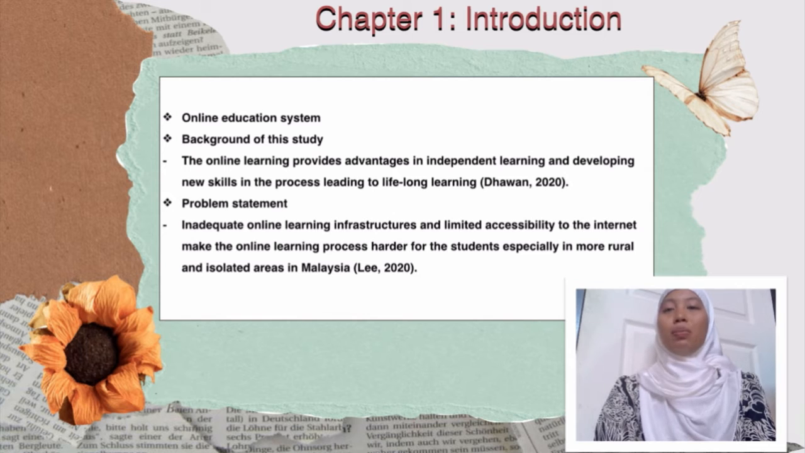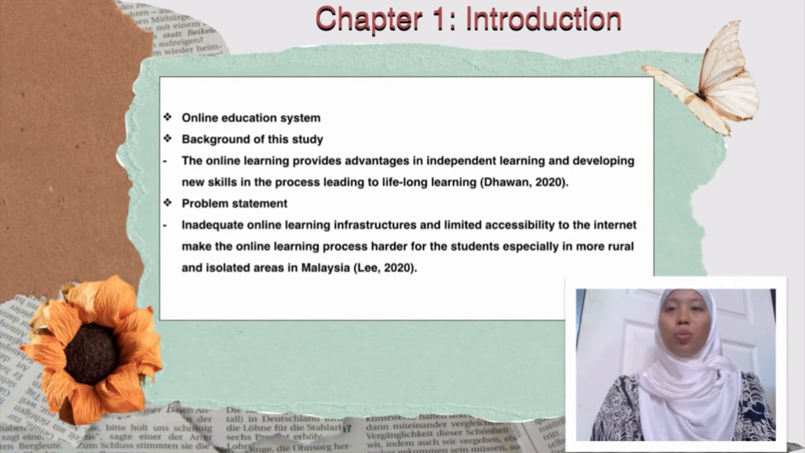Next, background of this study. The online learning provides advantages in independent learning and developing new skills, leading to lifelong learning, as Tawan 2020. Due to the pandemic of COVID-19, with the closure of physical classes, learning has been replaced by online learning through the use of several devices such as laptop, computer, smartphone and others, with internet access, which became an alternative way for a new learning method in the educational environment.